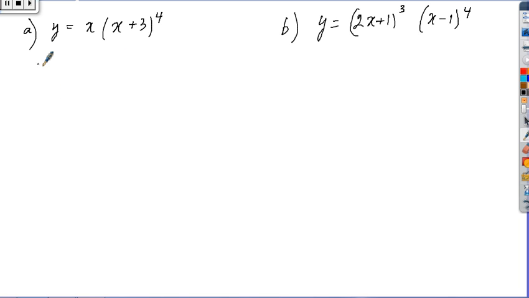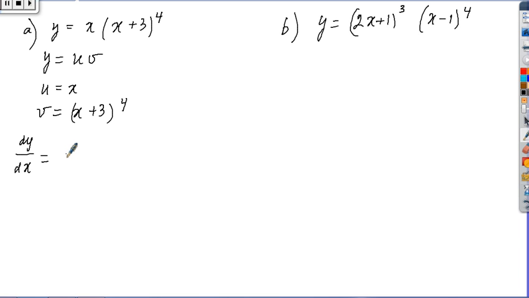This function is in the form y equals uv, where u is x and v is (x plus 3) to the power of 4. Okay? Using the product rule, we have dy by dx is u times dv by dx plus v du by dx. To apply this formula, first let's prepare all the pieces of the puzzle. So we have u, we have v, we need to prepare dv by dx and du by dx.